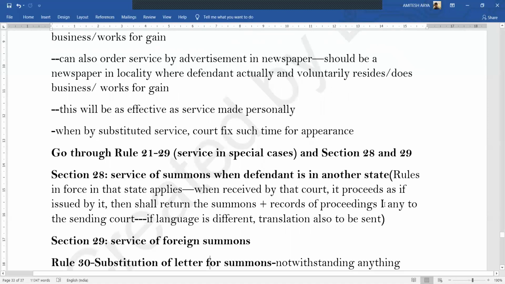And if any language problem is there, like a Jharkhand court or a Bihar court sending to a Tamil Nadu court, there, if the summons is issued in Tamil, and here there's a language problem, translations in English, Hindi, or whatever is needed should also be done. Section 29 is dealing with service of foreign summons. Rules 21 to 29 are special cases, such as when serving the military, etc., and all those situations.